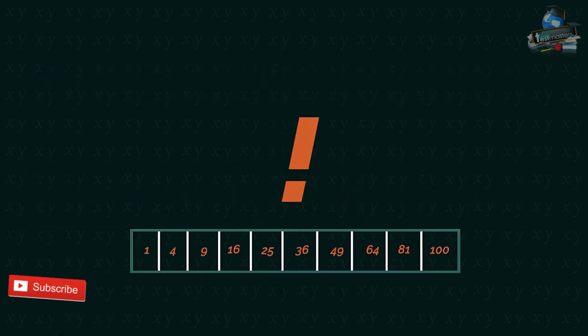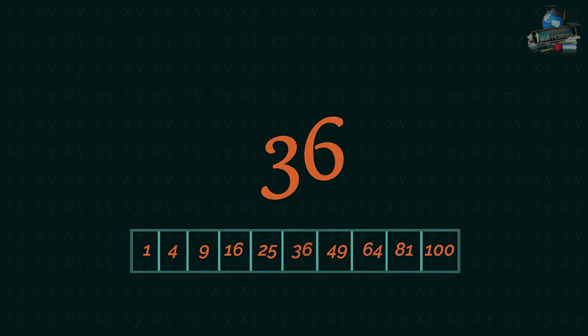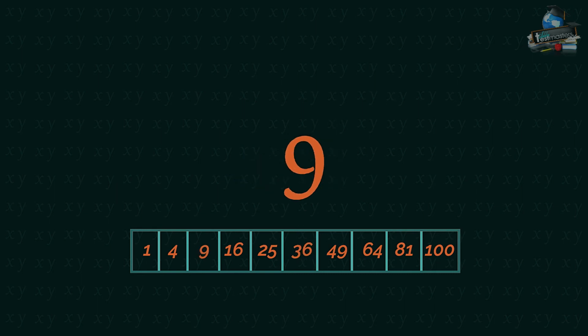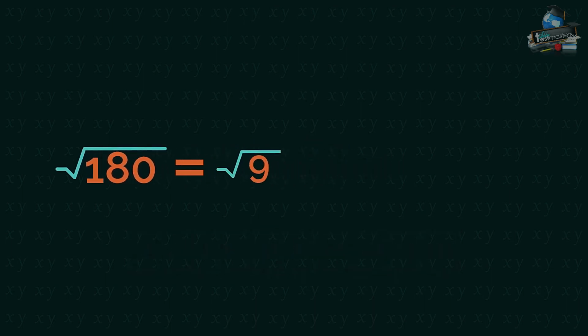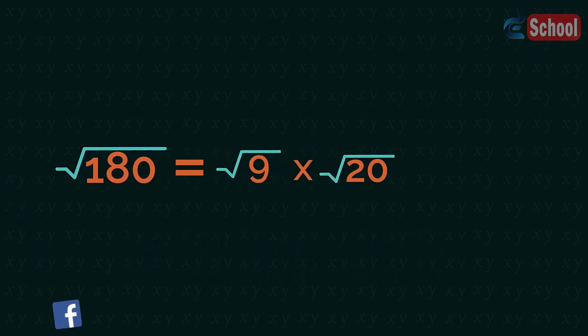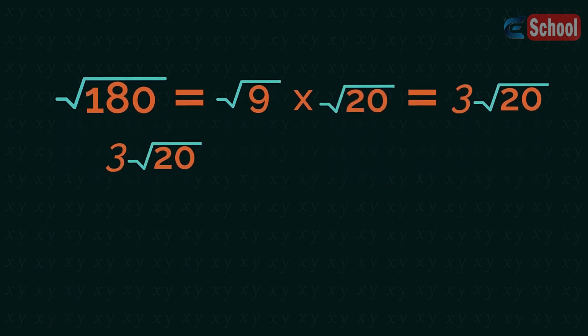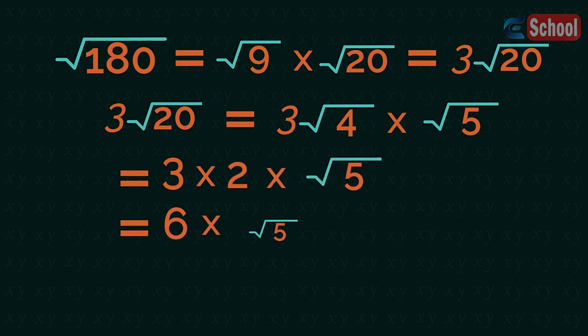Just a quick thing though, root 180, I wouldn't necessarily know that 36 goes into it, but I do know that 9 does. So I could start by simplifying it to root 9 multiplied by root 20, and root 20 isn't fully simplified, so we just keep going. 3 root 4 root 5 and all the way down to 6 root 5.